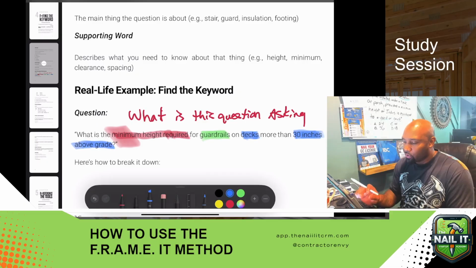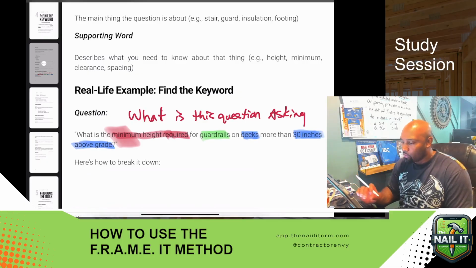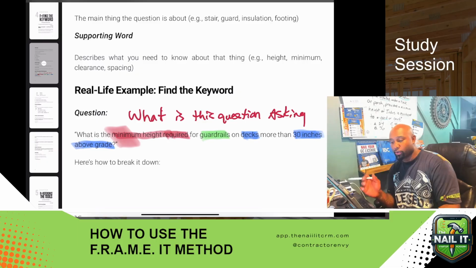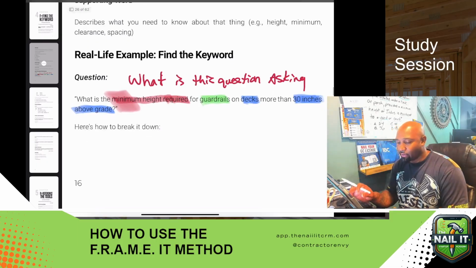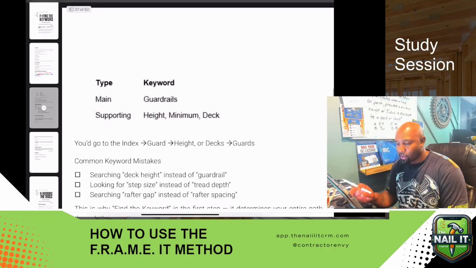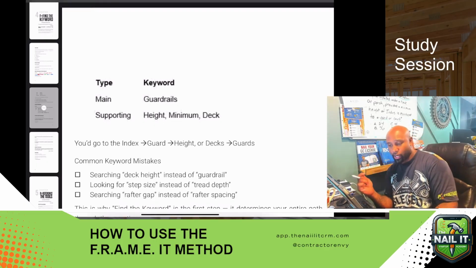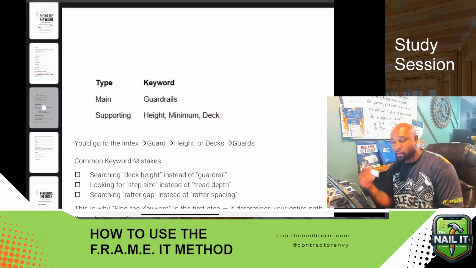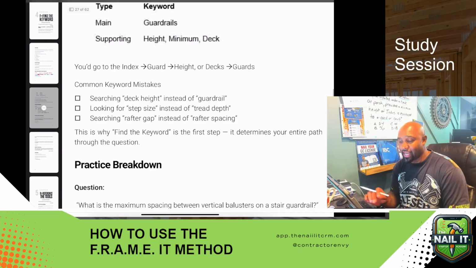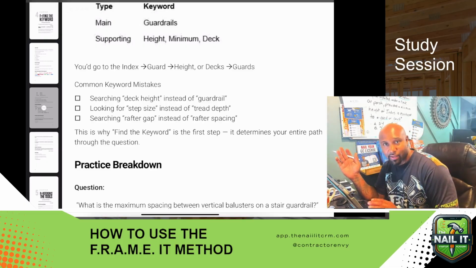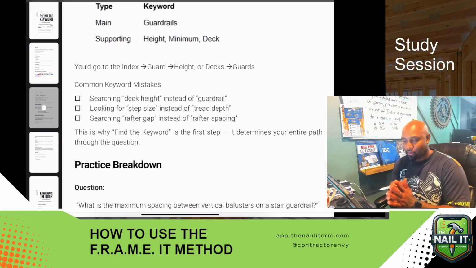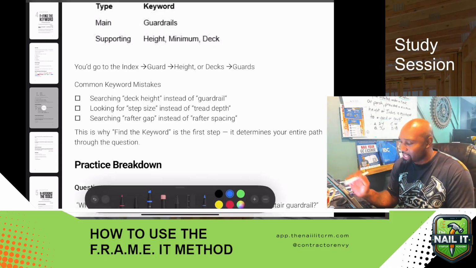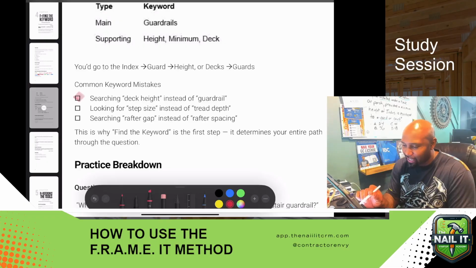All right. So now we've figured out what our keywords are, and here's how we break it down. Our main is our guardrails, of course. And then our supporting is height, minimum, deck, correct? Everybody with me on that? Everybody agree? So, common keyword mistakes: you're searching for deck height instead of just deck.